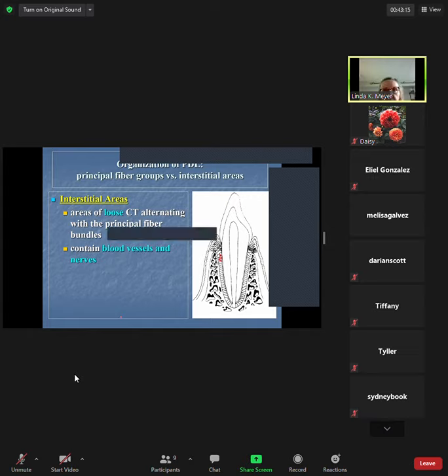So here is where we're going to see biologic support. Remember, biologic support is a function of blood vessels and nerves, and it's true with the periodontal ligament. So what we have is a tissue arranged with alternating areas of dense connective tissue alternating with loose connective tissue so that the mechanical support can be provided and the biologic support at the same time. So this is the general organization: principal fiber groups alternating with the interstitial areas.